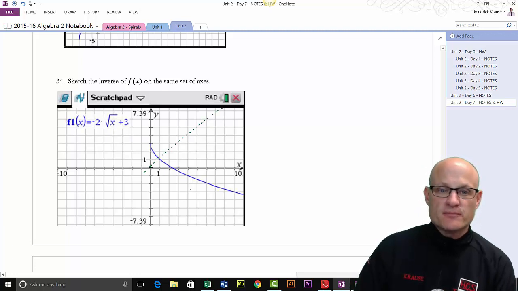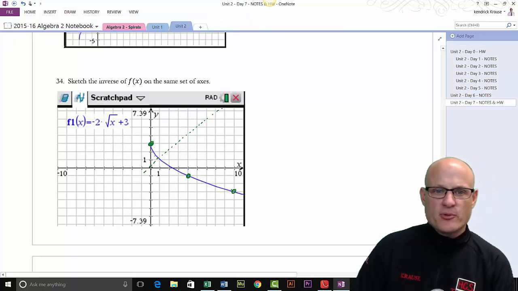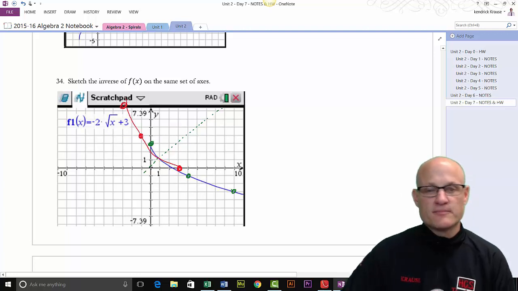So I'm going to pick some good points here. Pick this point, that point, and this point. Really, it's just switching the x and y's, right? This is the point 0, 3, so we pick 3, 0. This is the point 1, 2, 3, 4, negative 1, so negative 1, 4. And this is the point 9, negative 3, so negative 3, 9, which is way up here somewhere. And so this would be my inverse function.